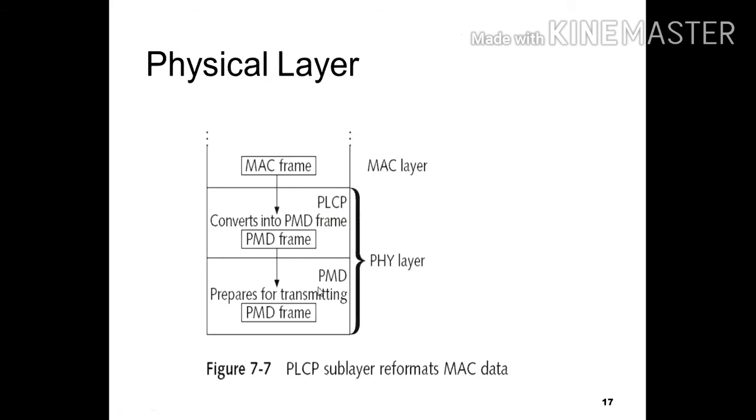The physical layer is further divided into two types. PMD is called physical medium dependent. Whatever data is coming from the upper layer, that is the MAC layer, the MAC PDU or MAC frame, is converted into a physical layer PDU, which is called PPDU. The MAC layer's frame gets converted into a PMD, physical medium dependent frame, with the help of the physical layer convergence protocol. PLCP is called physical layer convergence protocol, and it will form a frame.